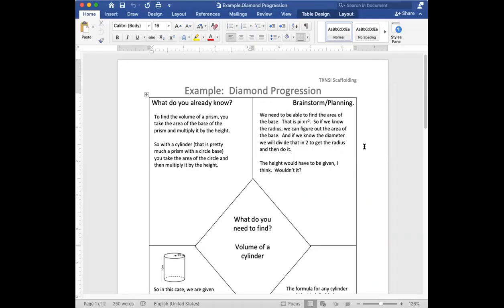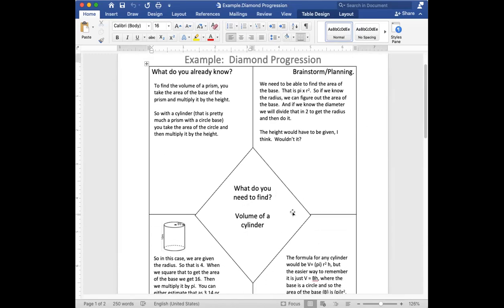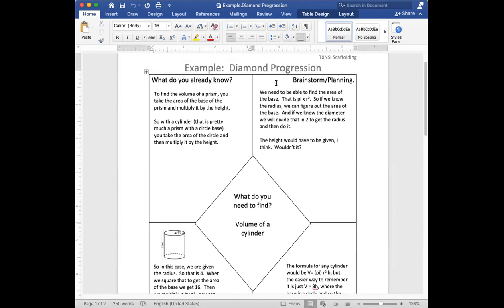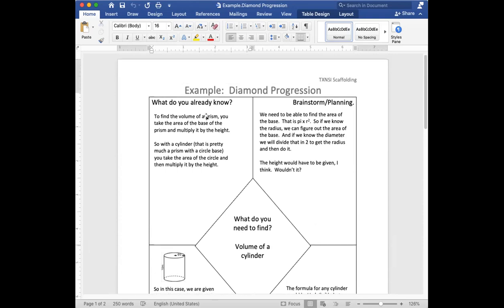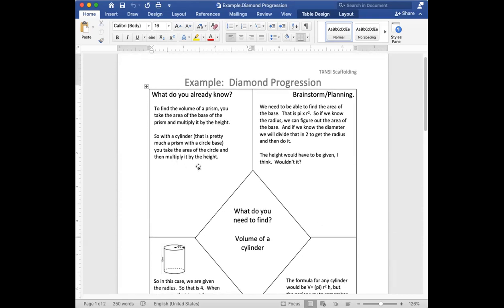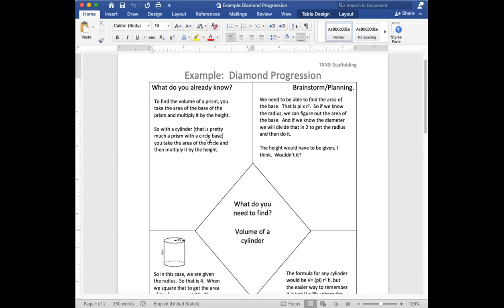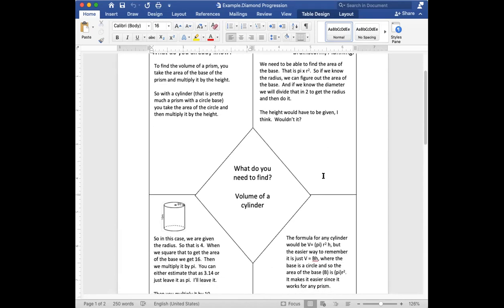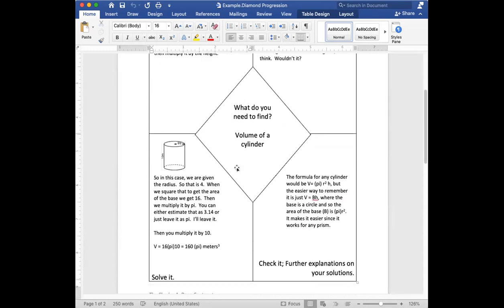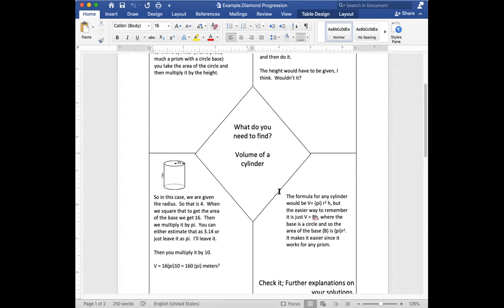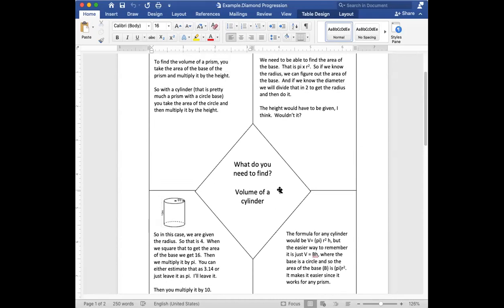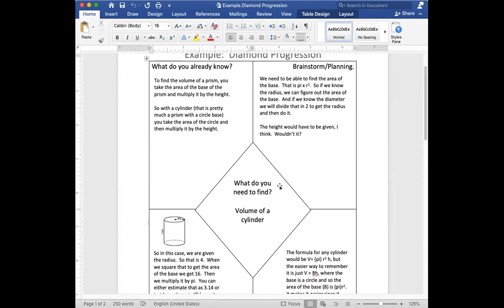Again, here's the example, but with these, just like the others, you will have a blank Word doc and a blank PDF provided for you, but I wanted to give you an example. In this one, the middle is what do you need to find? And this is the volume of a cylinder. So what do you already know? To find the volume of a prism. With a cylinder, it's pretty much the same, but it has a circular base. Then you brainstorm and you plan. So it's got all the different areas to help them think through things. So that's one way that you can do it.